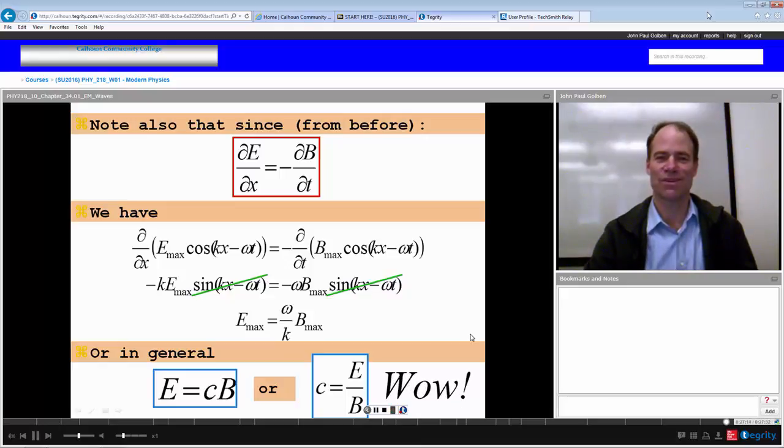Wow. This mathematics is so beautiful that we're going to have to stop here to let you ponder this before we go on to the rest of the material in this chapter. But just appreciate how beautiful this derivation done by Maxwell is.